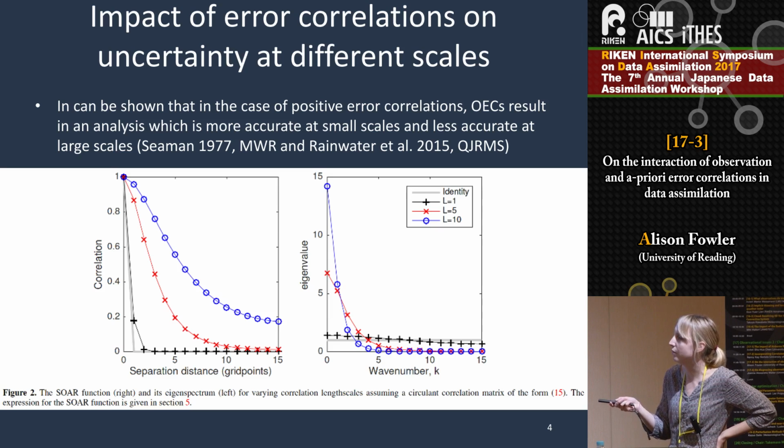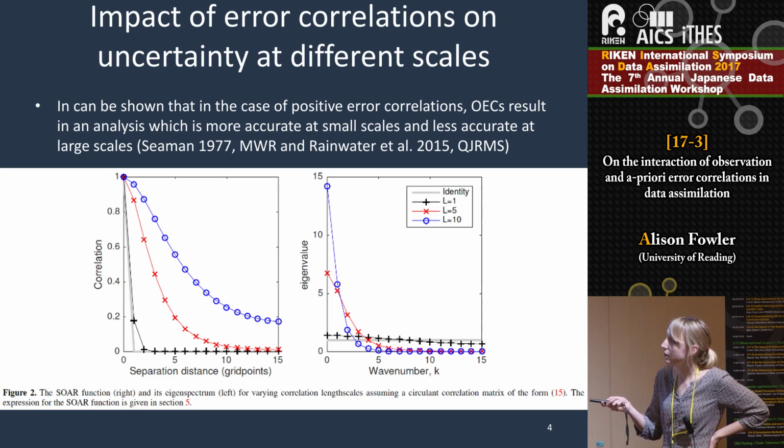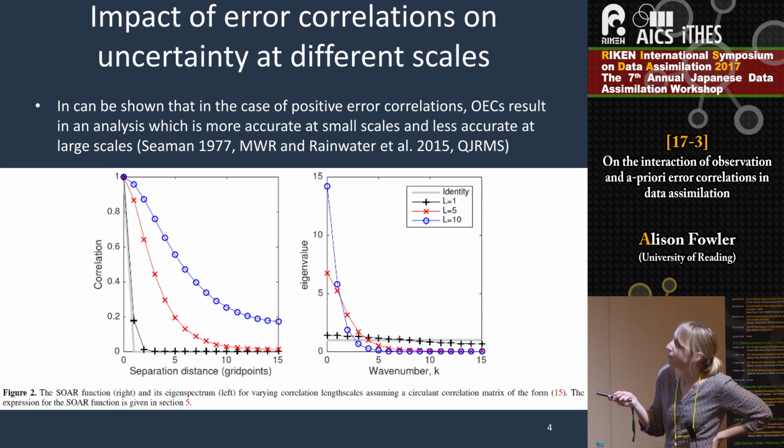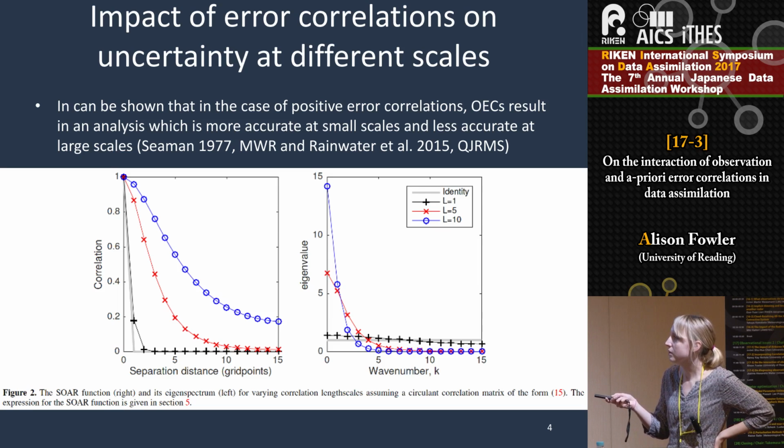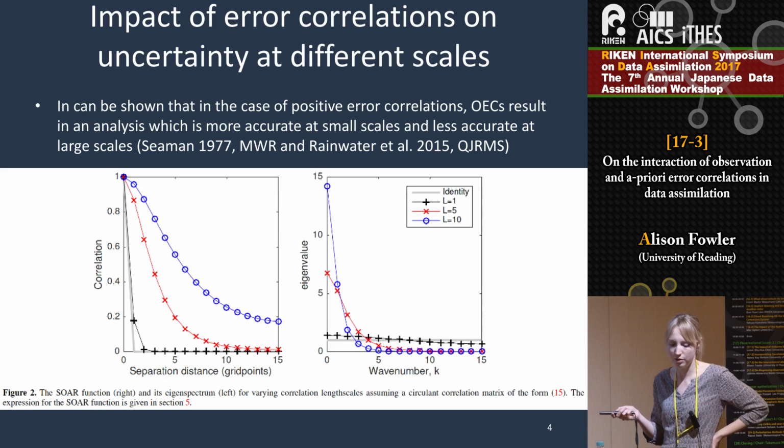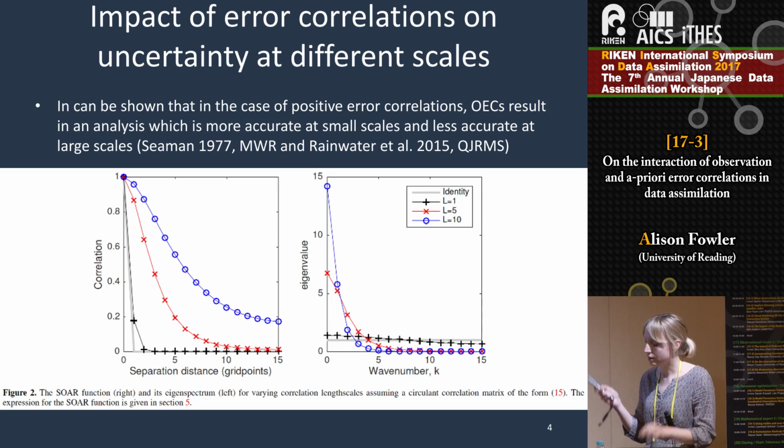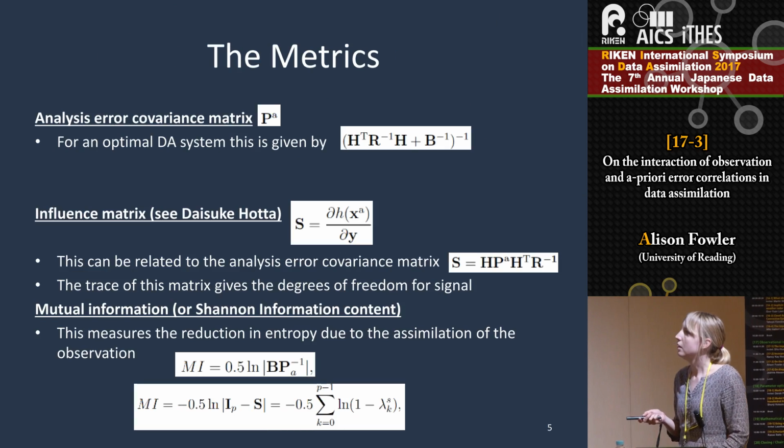In this plot, we've got the same functions but plotted in eigenspace. And what you see is that at small wave number, or large scales, as the correlation length scales increase, the uncertainty increases, whereas at small scales, as the correlation length scales increase, the uncertainty reduces. So this is an important result that you need to hold in your heads.